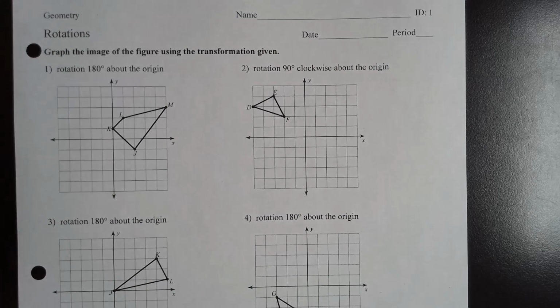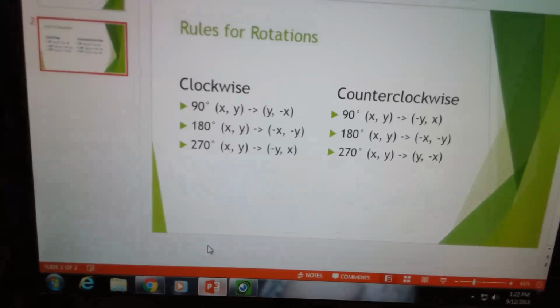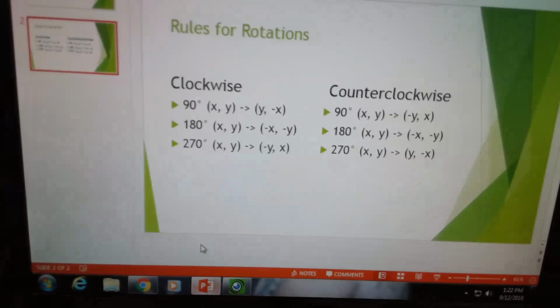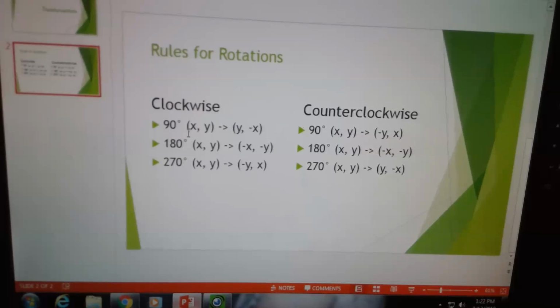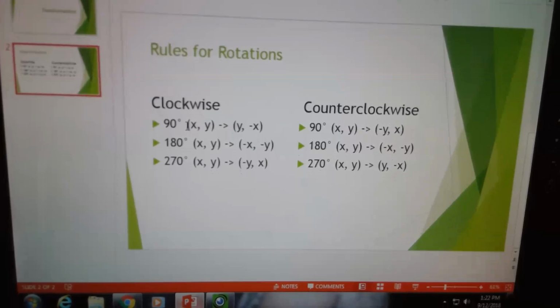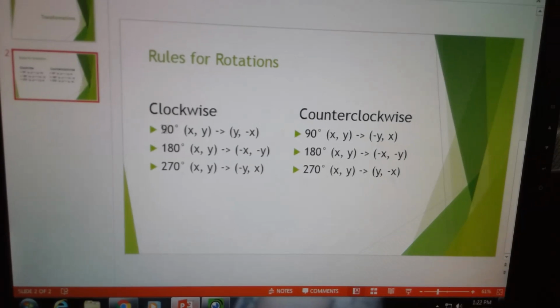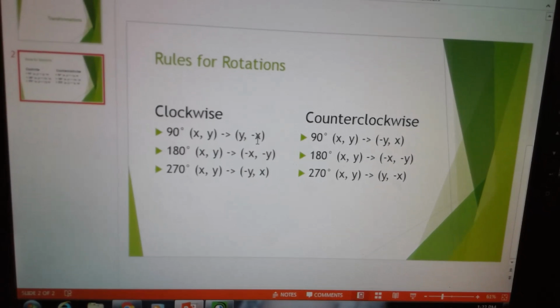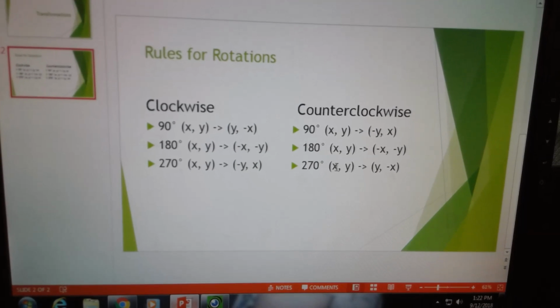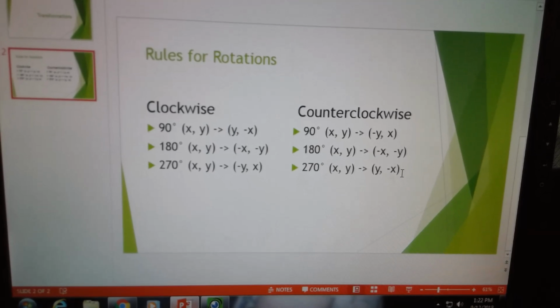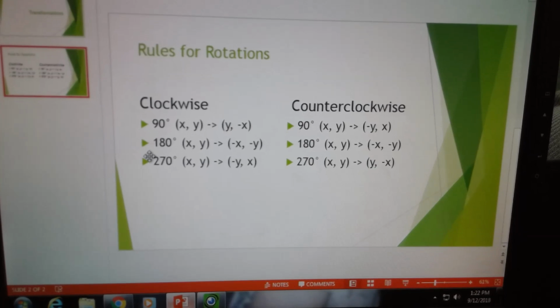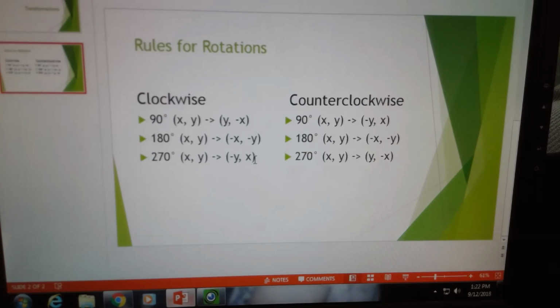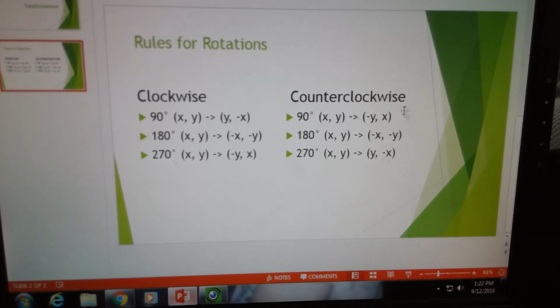Now, one thing that we want to always look at is our rules for rotations. They're shown here. If we're going 90 degrees clockwise, that's going to be the exact same as if we were going 270 degrees counterclockwise. It's going to get us the same place. We'll look at the y in a second. Same way, if we're going 270 degrees clockwise, that's the same as going 90 degrees counterclockwise.